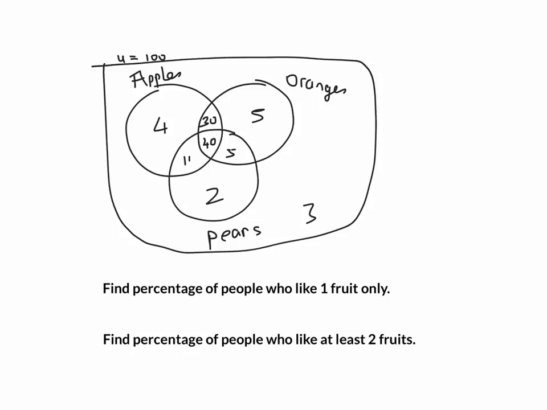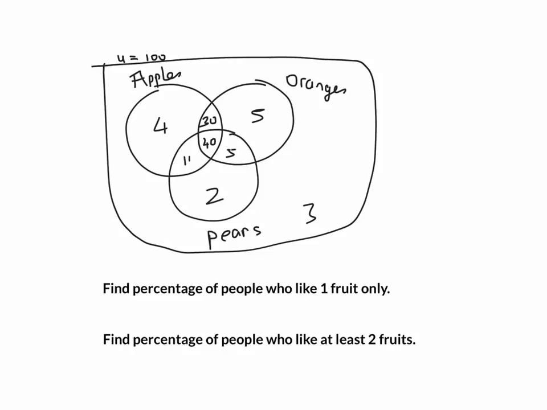Sometimes in Cert you get asked percentage questions. For example, this question here: find the percentage of people who liked one fruit only. So this is a Venn diagram. It's to do with the people who like apples, oranges and pears. And the question is, find the percentage of people who like one fruit only.